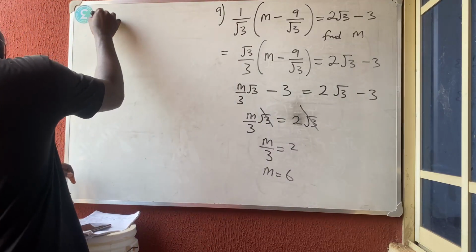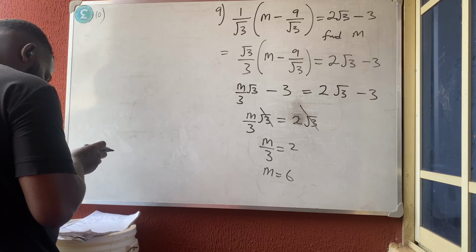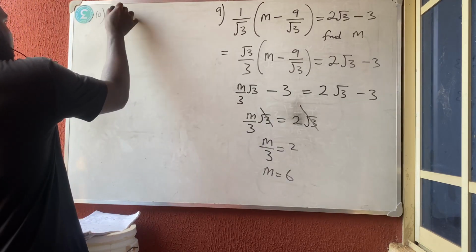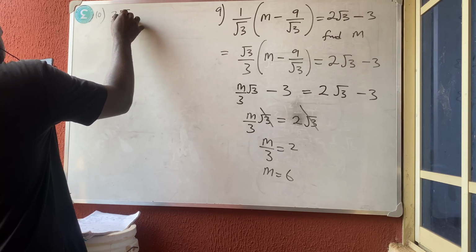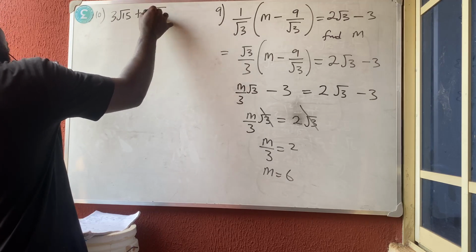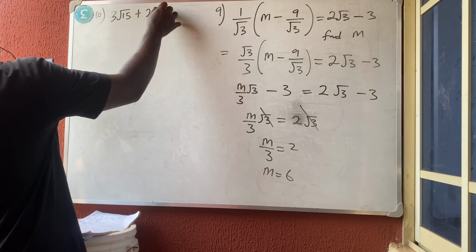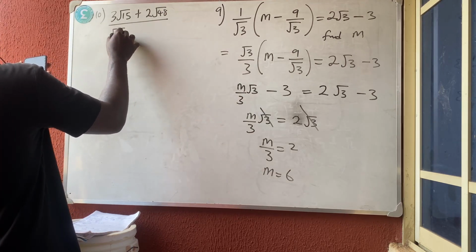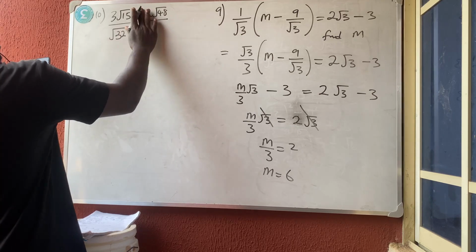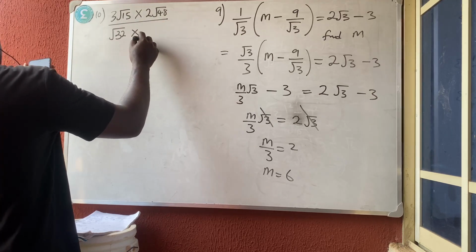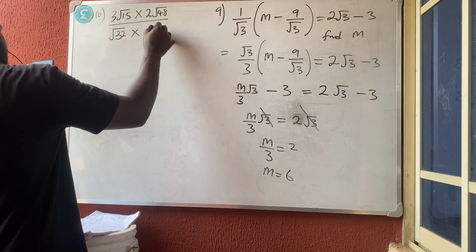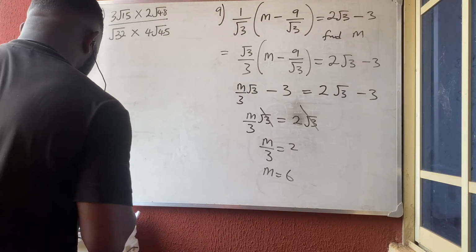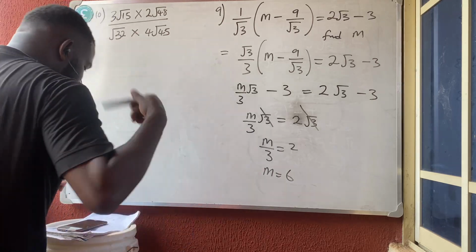Number 10. Number 10 says 3 root 15 plus 2 root 48 all over root 32 times 4 root 45. Okay, so I told you before you do anything, try to reduce so that it will be easy for you.